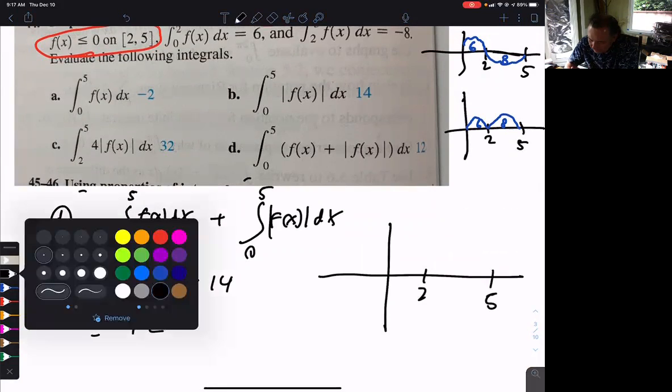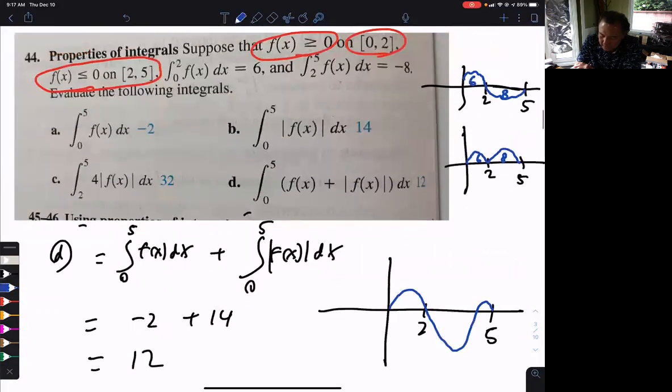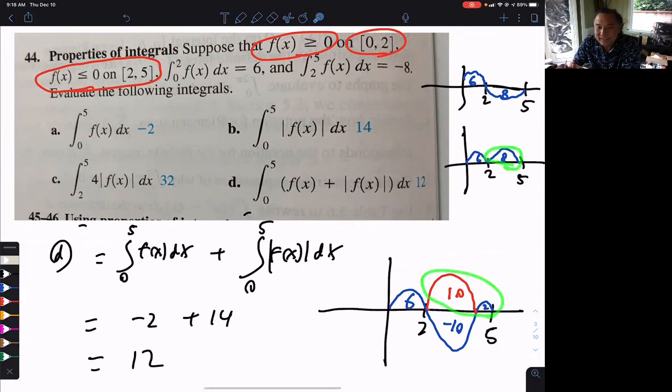So could our graph have looked like this instead? Where the area of this top piece is 6, and this integral is negative 8, right? Well, that could be because of a negative 10 and a 2. So if I integrate from 2 to 5, that would be negative 8, right? But if I absolute valued that, this part would flip up. That would be 10. Now the integral of the absolute value is 12, not 8. So it matters that it was all negative here.